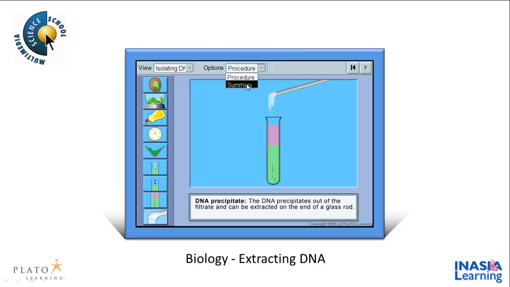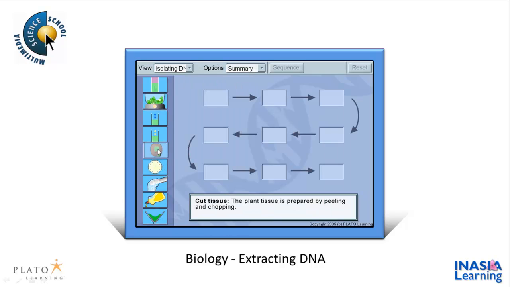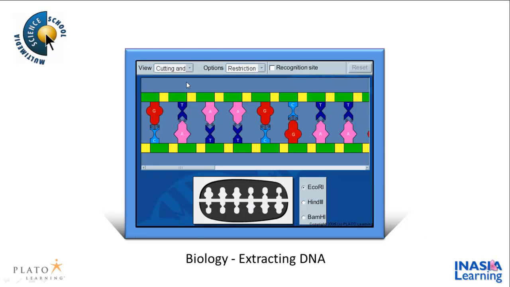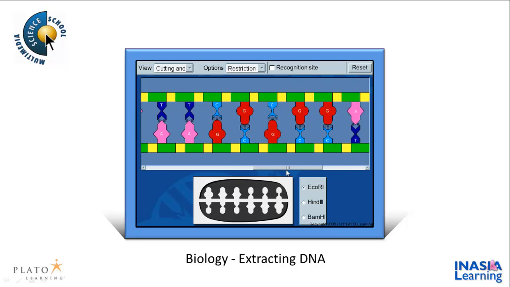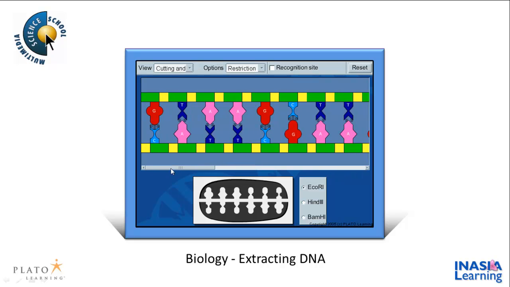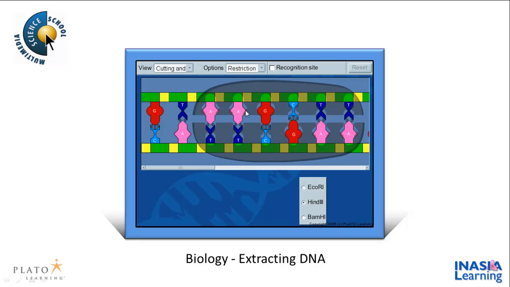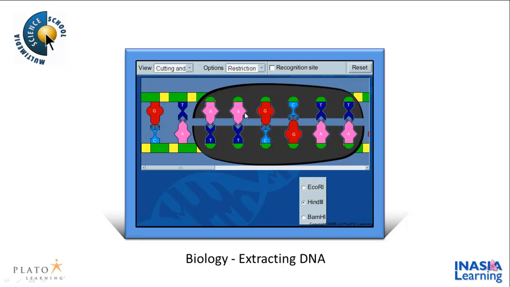The next option screen challenges the student to remember all the steps involved in the isolating of the DNA from a cell. After the extraction of the DNA, the tool progresses to a detailed view of a section of DNA. The way in which different restriction enzymes cut the DNA in specific locations is then explored, before moving on to look at the action of ligase enzymes in sticking fragments of DNA back together again.